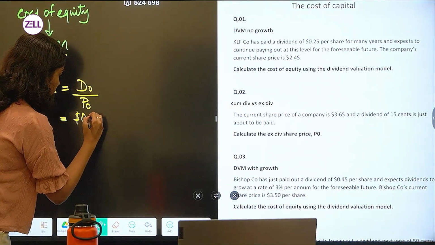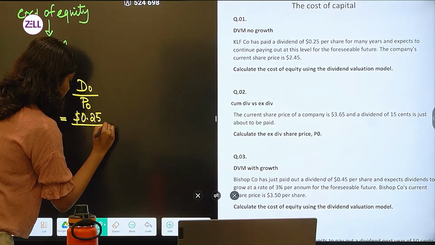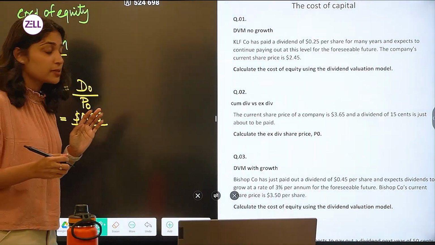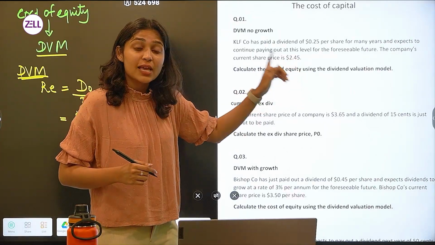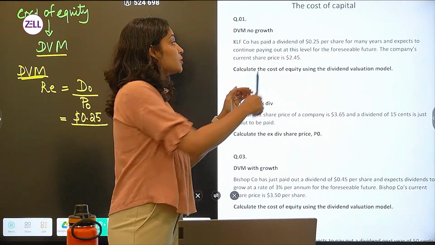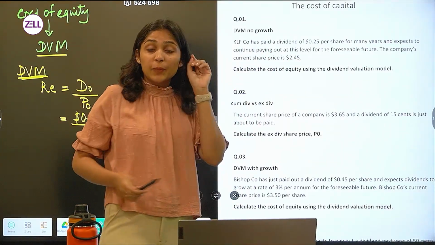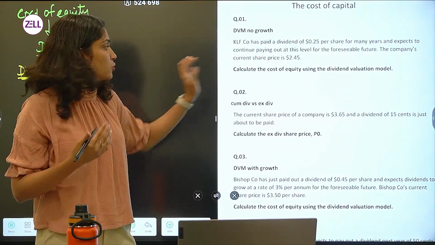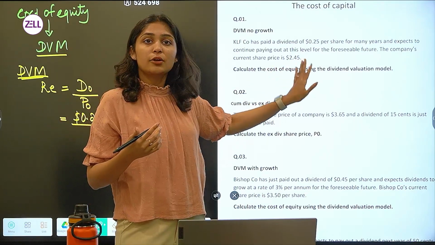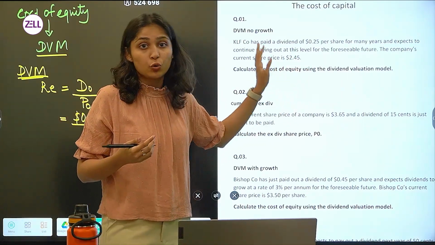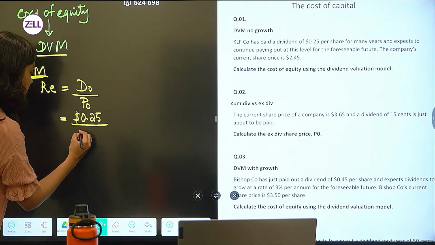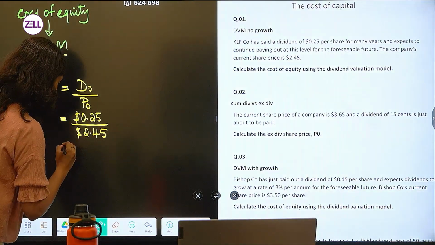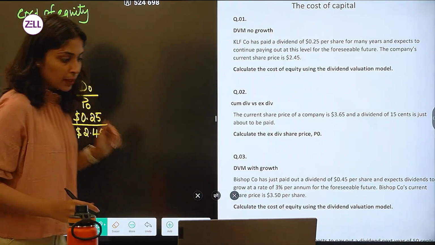You're going to do 0.25 divided by, what is your P0? P0 is your ex-dividend market share price. How do you know that 2.45 is the ex-dividend market share price? Because the dividend is already paid. Pay attention to these words in the question. They've already paid the dividend, so these shareholders are not eligible to get dividends, right? So excluding dividend share price, this is 2.45. So what is the answer?